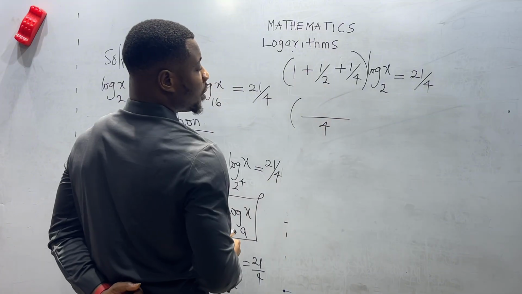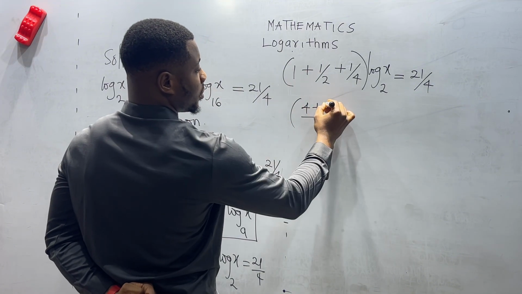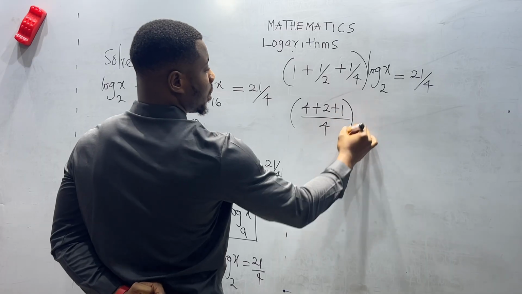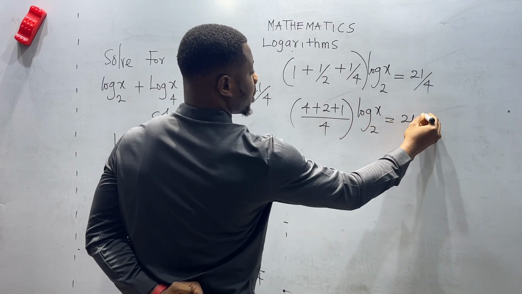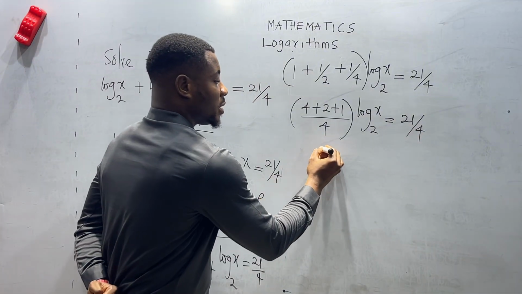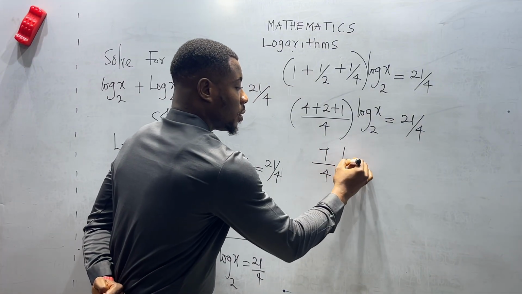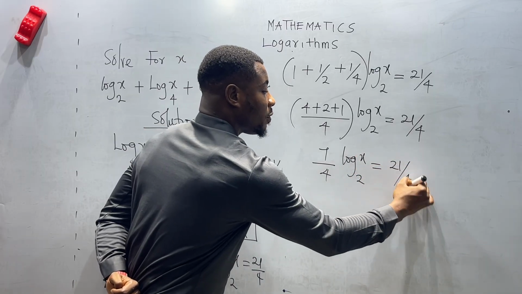LCM is 4. So we have 4 plus 2 plus 1. Okay, log x base 2 is equal to 21 over 4. So at this point in time, we can say 7 over 4 log x base 2 is equal to 21 over 4.